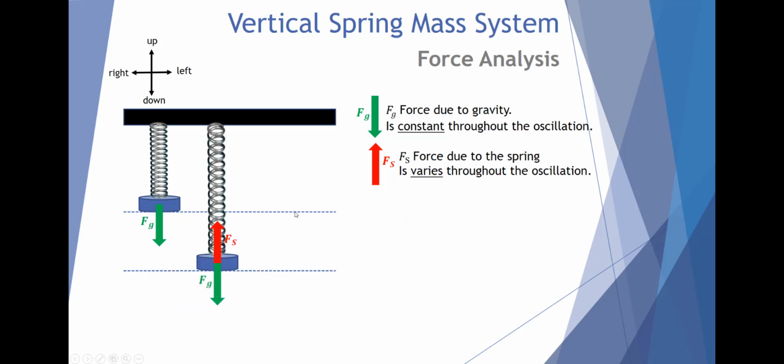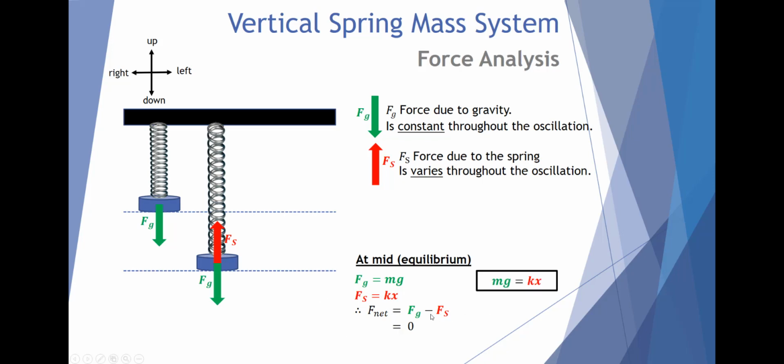Now let's consider what happens when we get to the midpoint or the equilibrium point of this oscillation. Again, we still have our force due to gravity, Fg, but now as the spring's being stretched, we have a force due to the spring pushing back up. So at the midpoint where there's an equilibrium position, we have the force due to gravity, mg, pulling down equal and oppositely opposed by the force due to the spring, kx, pushing back up. So at this point, the two forces cancel each other out and there is a net force of 0.